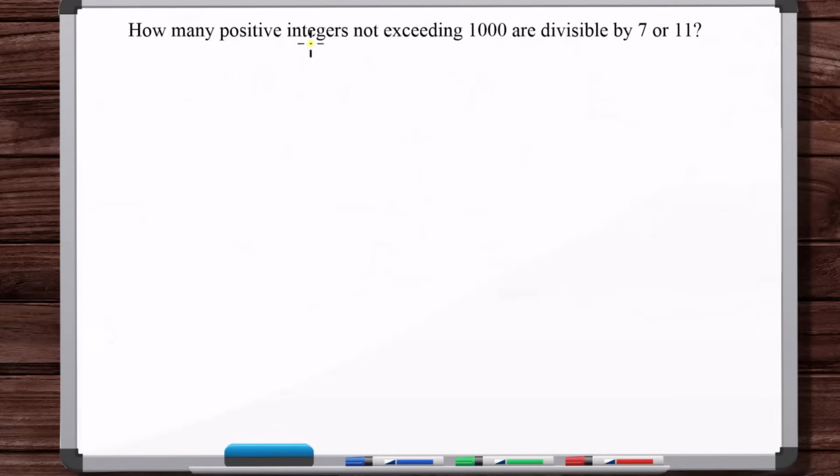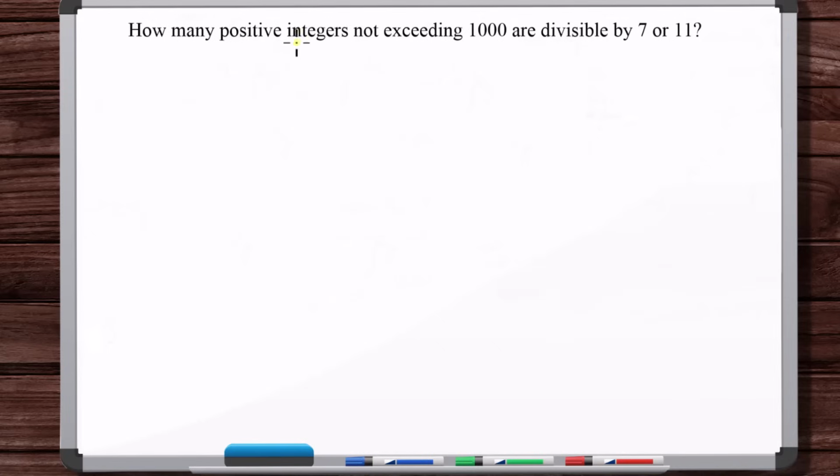How many positive integers not exceeding 1,000 are divisible by 7 or 11? Okay, so in order to solve this problem, you do need to know a little trick that probably a lot of you watching this video aren't familiar with. Well, it's not a trick, but the whole point of this problem is to think about when you might need to use Venn diagrams.